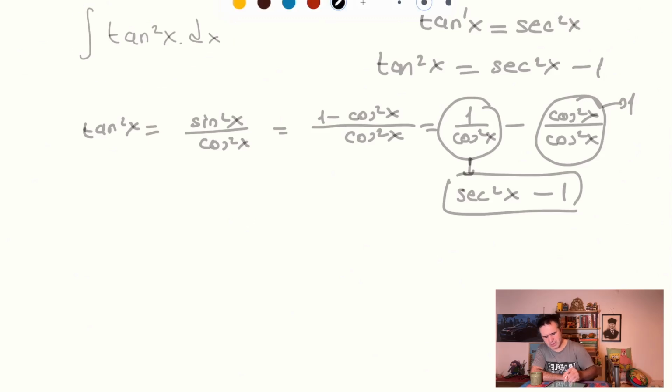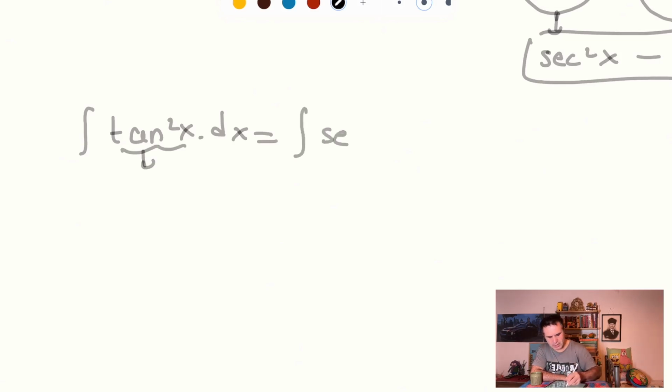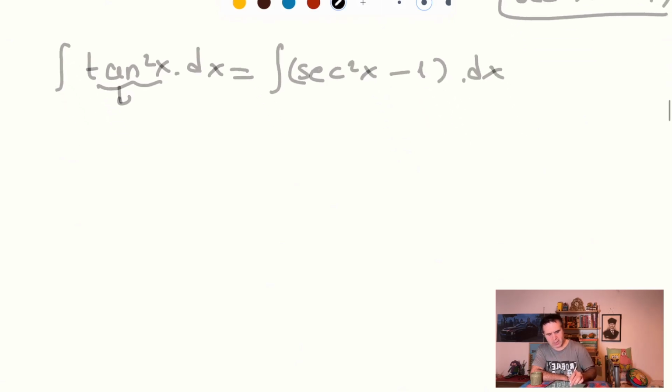Okay, let's solve the integral. We have the integral of tangent square of x dx, and we will write secant square of x minus 1 instead of tangent square of x. Secant square of x minus 1 dx. Let's split this integral into two parts, and this will be equal to integral of secant square of x dx minus integral of 1 dx, but we don't need to write 1 here.